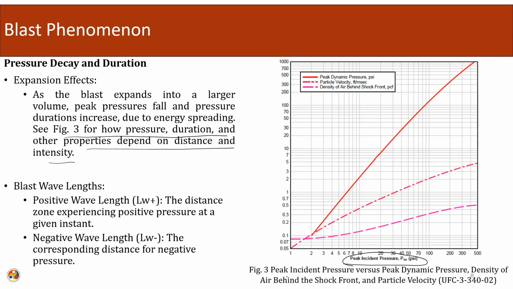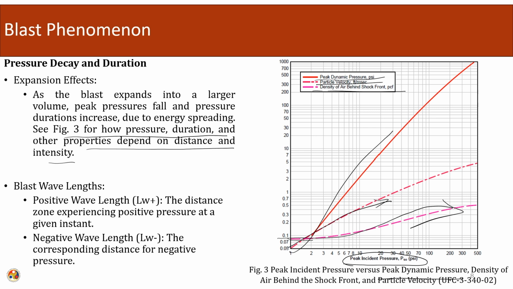Peak incident pressure versus peak dynamic pressure. This is the peak incident pressure with respect to the peak dynamic pressure, the density of peak dynamic pressure, particle velocity and density of air behind the shock front. As we can see, with the increase, we can see the behavior of the peak dynamic pressure, the behavior of the particle velocity, and the behavior of the density of air behind the shock front.